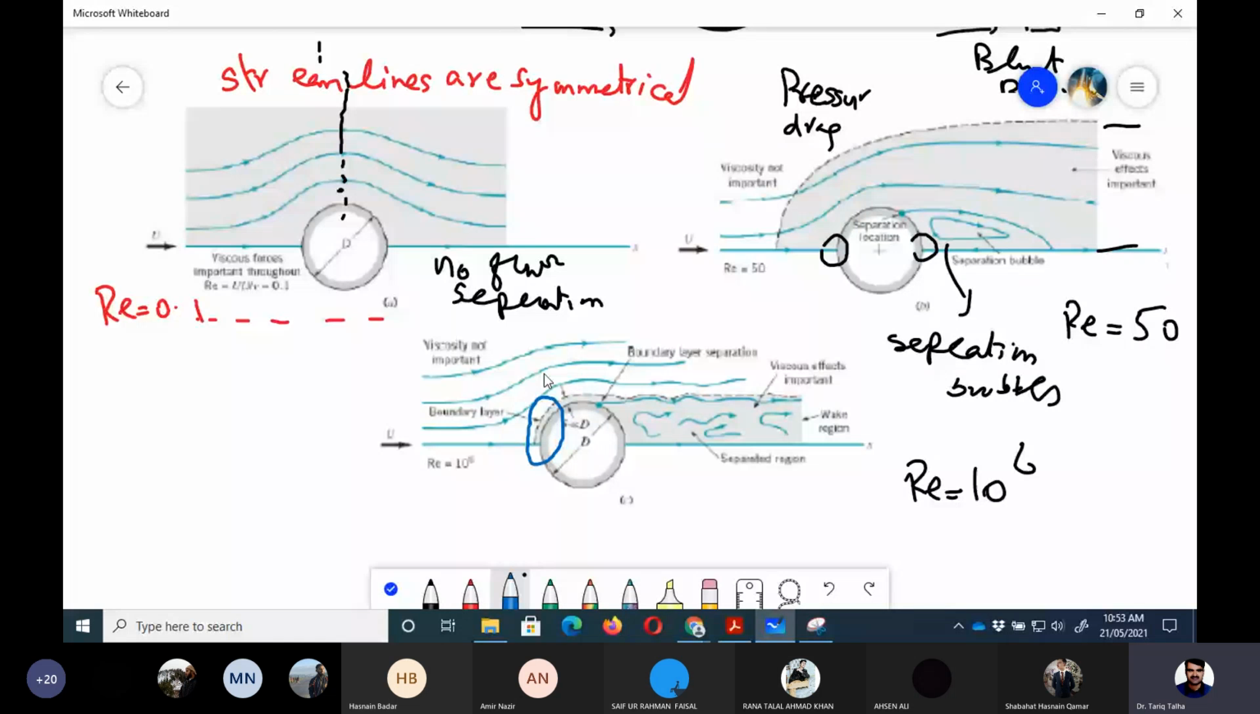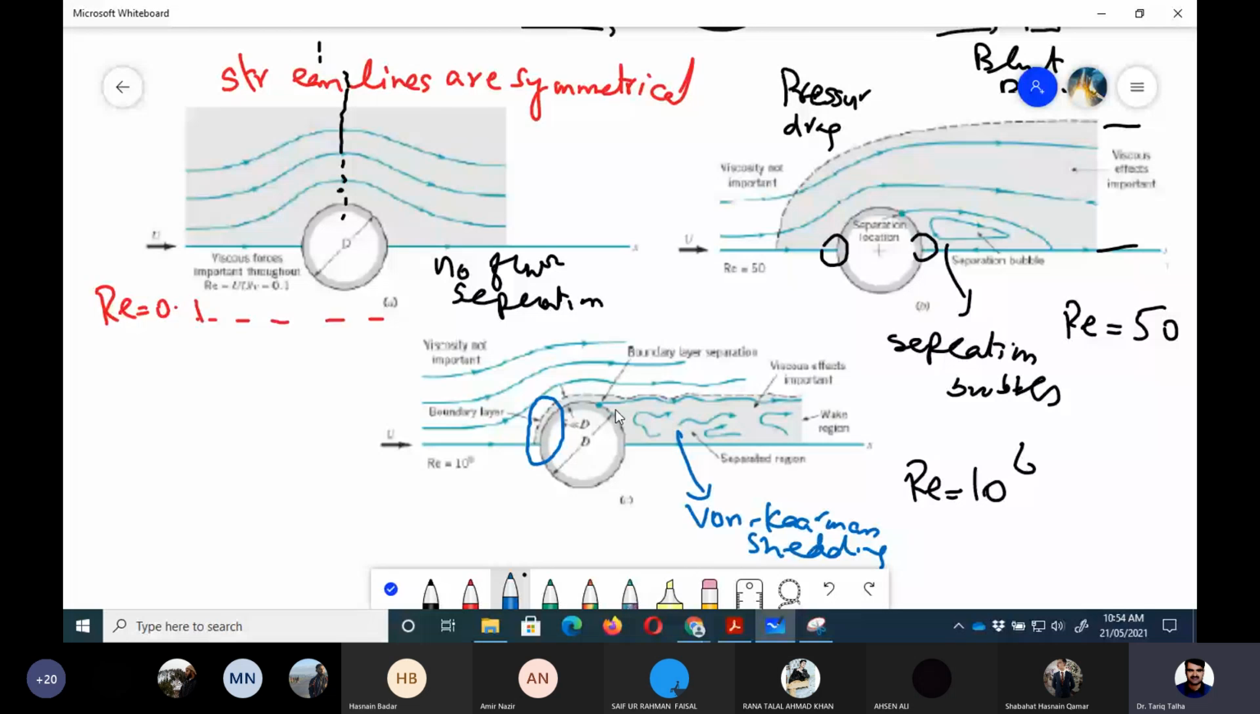Then we have some kind of vortex generation here, and we call it von Karman shedding. It means that there is no fixed vortex or separation bubble. Instead, that bubble moves with the flow due to inertia. Maybe in the next class I will also show you some animation of the von Karman shedding, so it would be clearer how these vortices move in the downstream region.